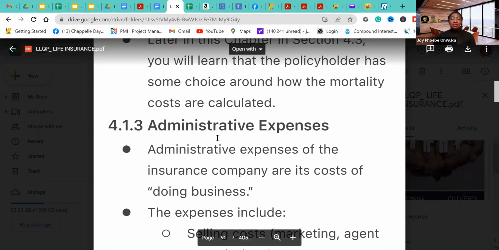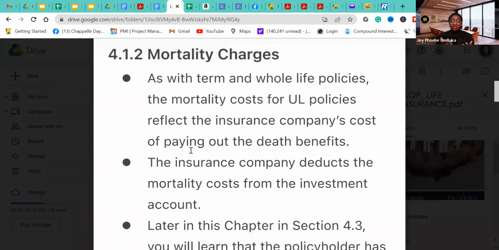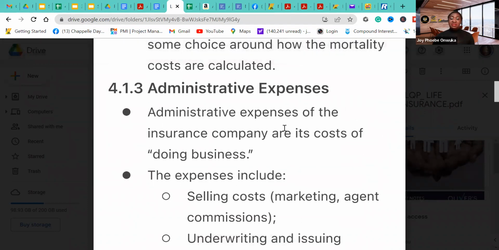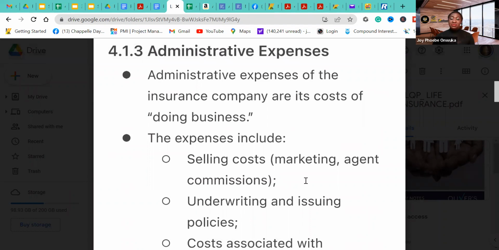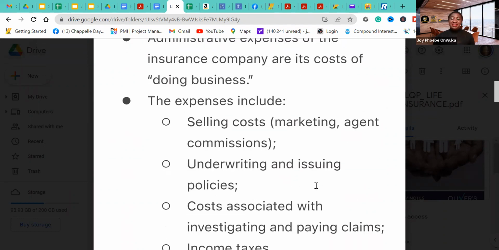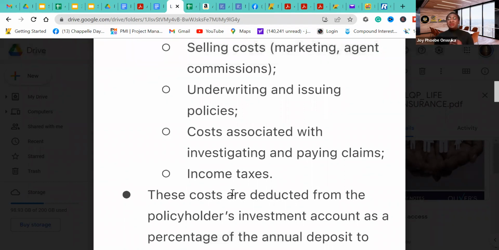Administrative expenses. We've seen the mortality cost, which is the cost the insurance company undertakes in paying out death benefits. Administrative expenses of the insurance company are its cost of doing business. The expenses include selling costs, which involve marketing and agent commissions, as I said before. Secondly, underwriting. The insurance company incurs some expenses through underwriting. For example, if they need a medical done for somebody during the underwriting process, they have to send a nurse to the person's house to draw blood and run all those tests. All those costs are borne by the insurance company during the underwriting process.